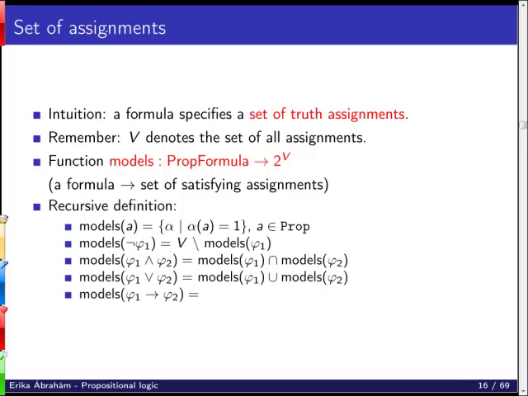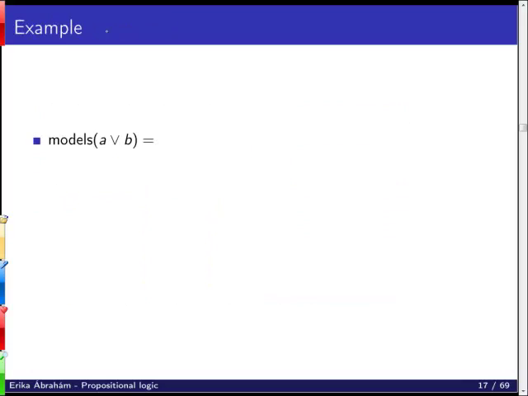Implication. Sometimes I don't know if the question is too easy to answer. So if you know the models for phi 1 and phi 2, how can you define the models of phi 1 implies phi 2? Exactly. So either phi 1 is not satisfied or phi 2 holds. This is the usual definition of implication.